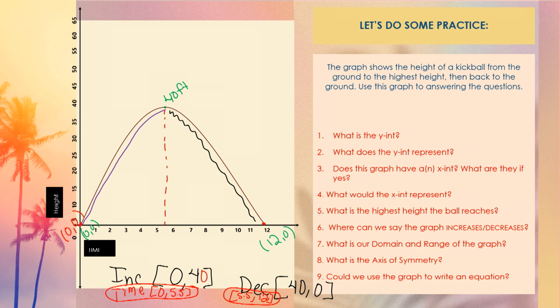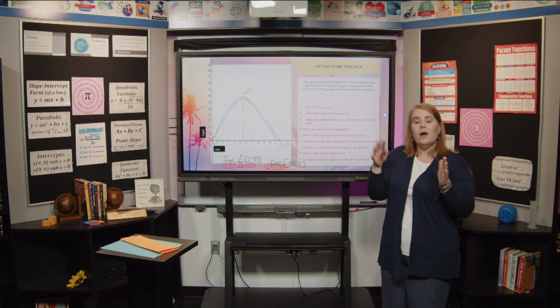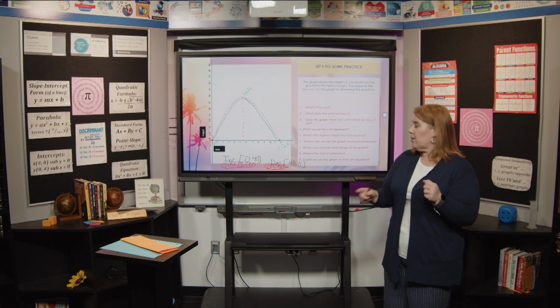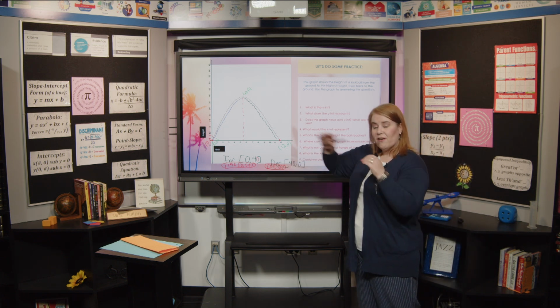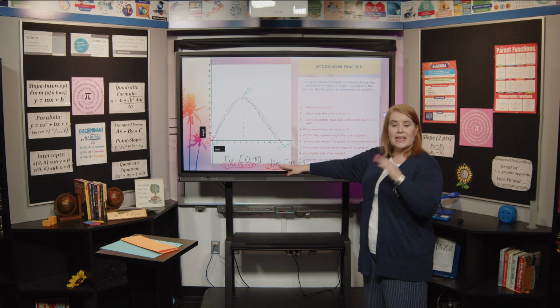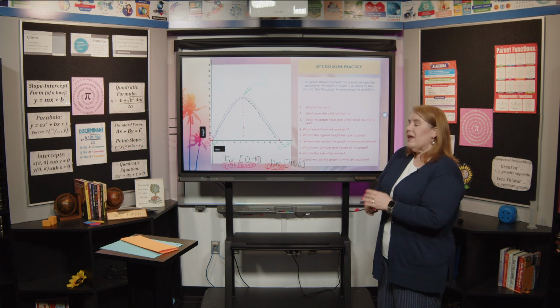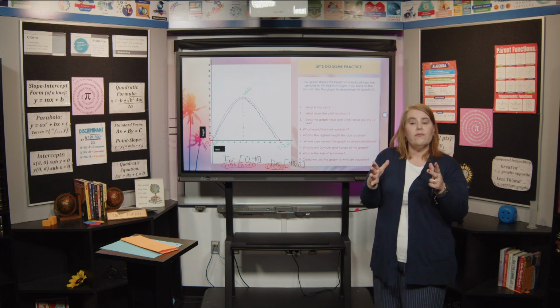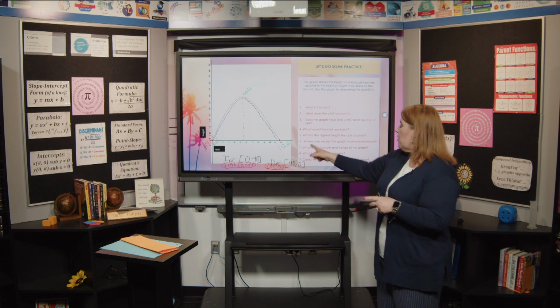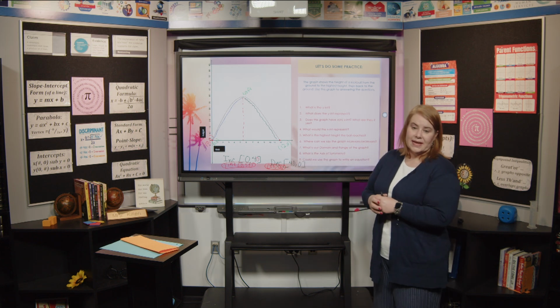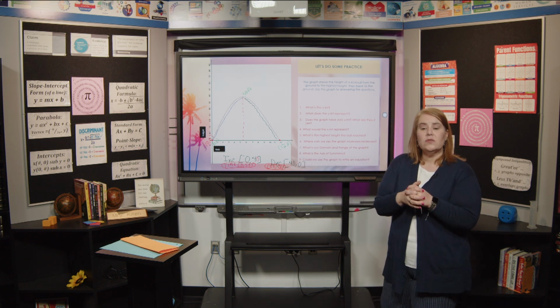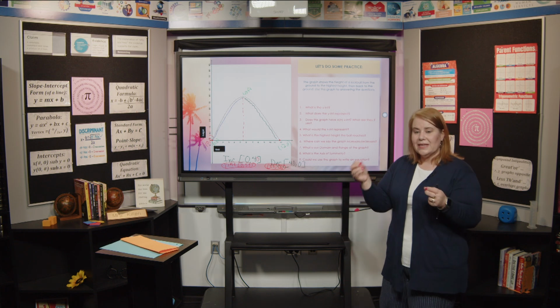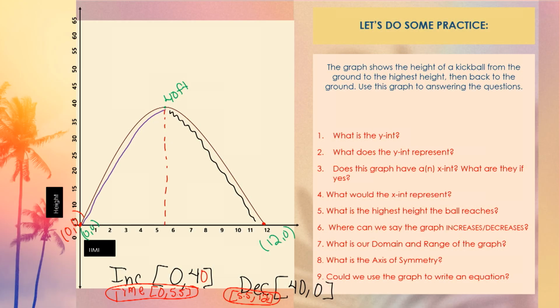So it increases from 0 feet to 40 feet. And then what interval does it increase with? It increases that 40 feet from 0 seconds to 5.5 seconds. So it decreases from 40 feet to 0 feet. But what interval does it do that decreasing? From 5.5 seconds to 12 seconds. So that would be the intervals in which it increases and it decreases. So let's look at some more.